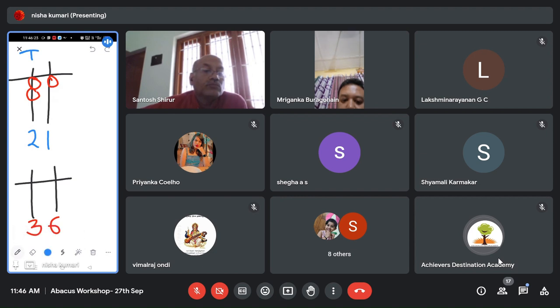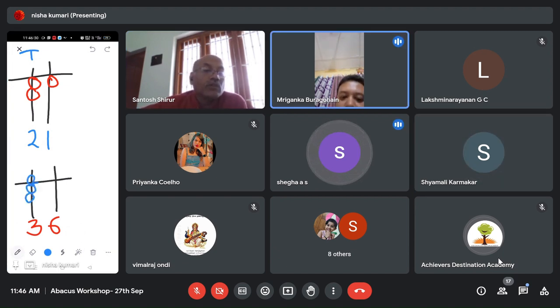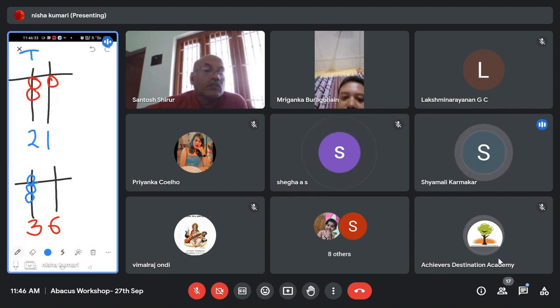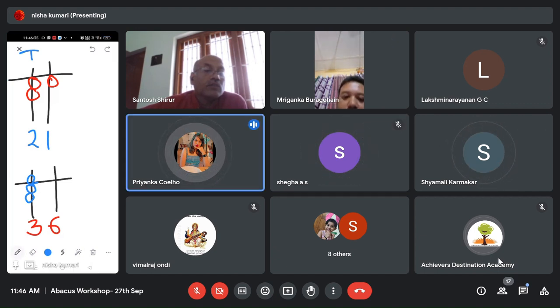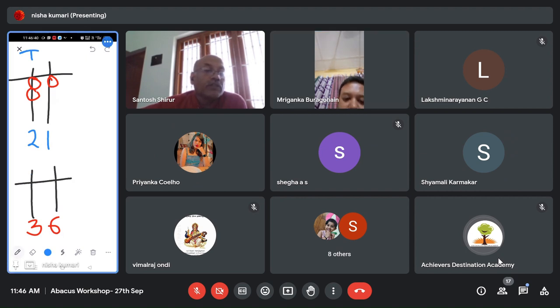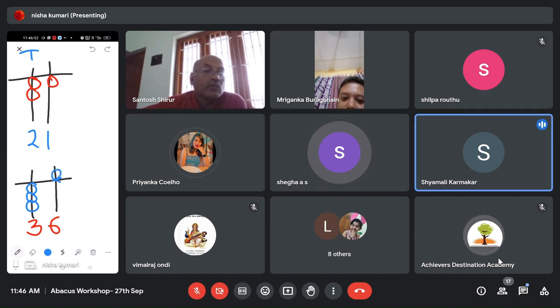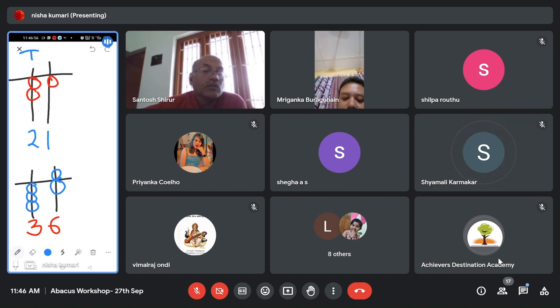Let me know where to draw three like this. Three beads. This is three. I have drawn three beads below the line. One place, upper one bead, lower one bead. Yes. So this is 1, 2, 3. Right. And for six, what do I have to draw first? One upper bead, one lower bead. Five. Very nice. This is 36. Now next.